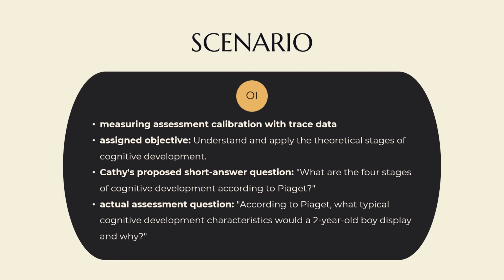After inputting her short answer question, Kathy is faced with a follow-up task. This task asks Kathy to select one of the 3 questions provided by her professor that best resembles the learning objective. Kathy selects the option that most closely resembles the question that she came up with. Kathy would later come to find out that the actual question that her professor came up with that she should have selected asked, according to Piaget, what typical cognitive development characteristics would a 2-year-old boy display and why? Based on this data that we've collected from NStudy, we know that Kathy has a low assessment calibration. But how exactly do we know this?